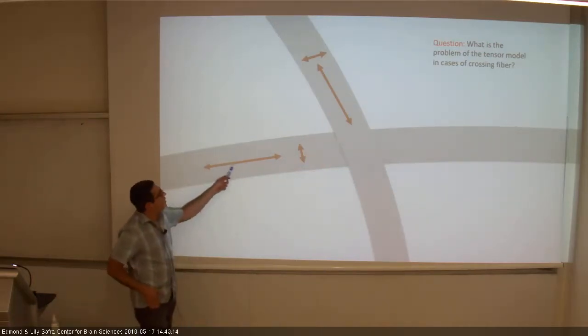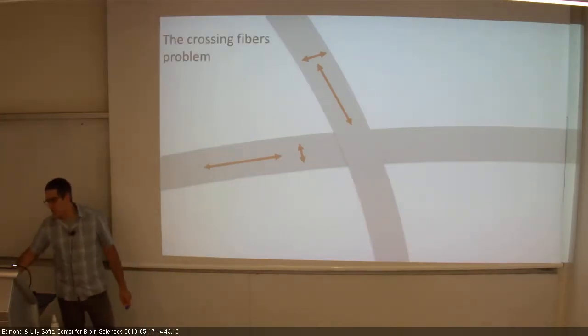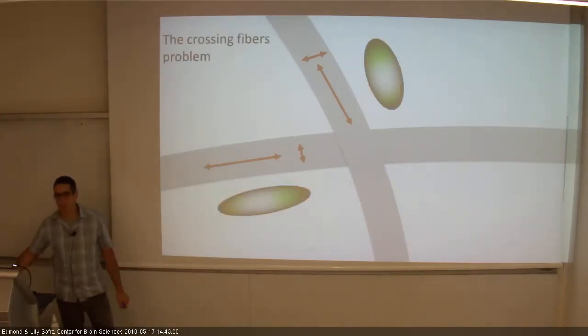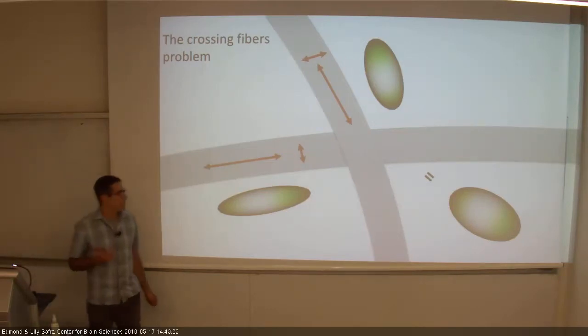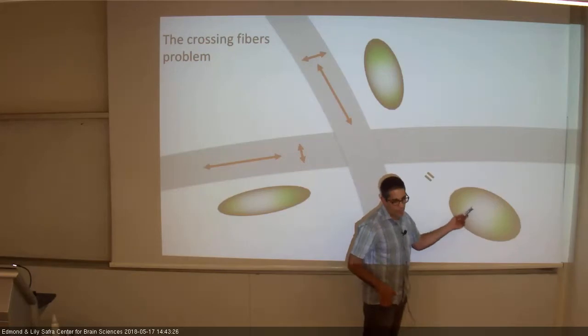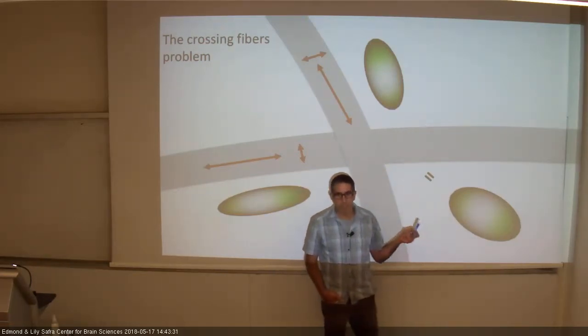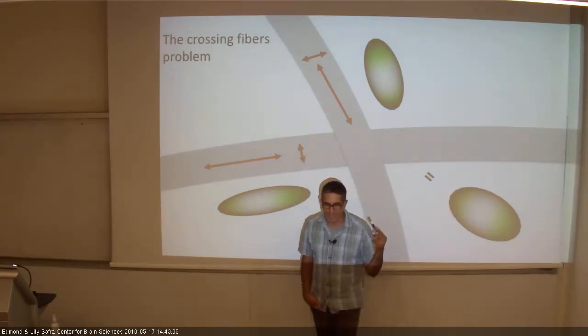So whenever we have crossing, we have one tensor that describes this one, and another tensor that describes the other one. In the end, we're getting something which is first projecting in the wrong direction, and also might have a wrong FA or whatever. Everything will be wrong here. So it's a good model of the data, just a very bad model of the biology.